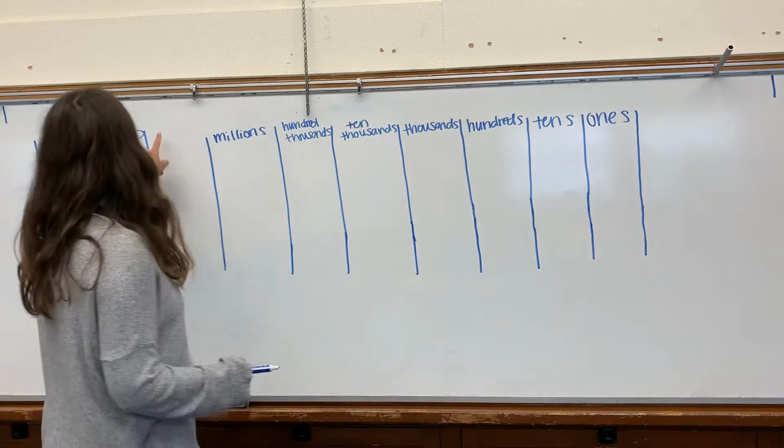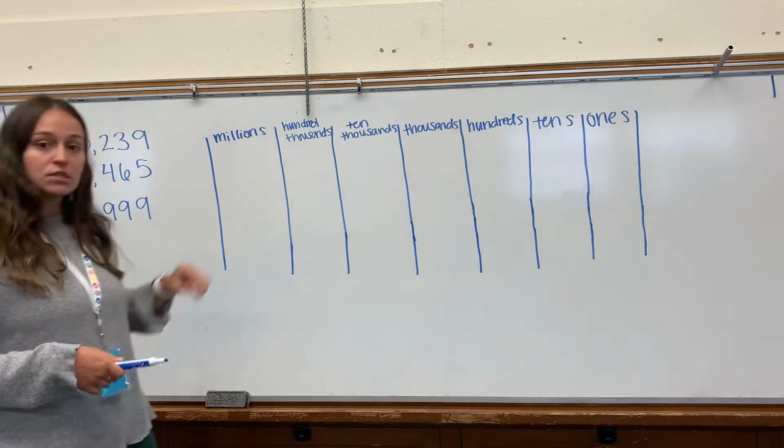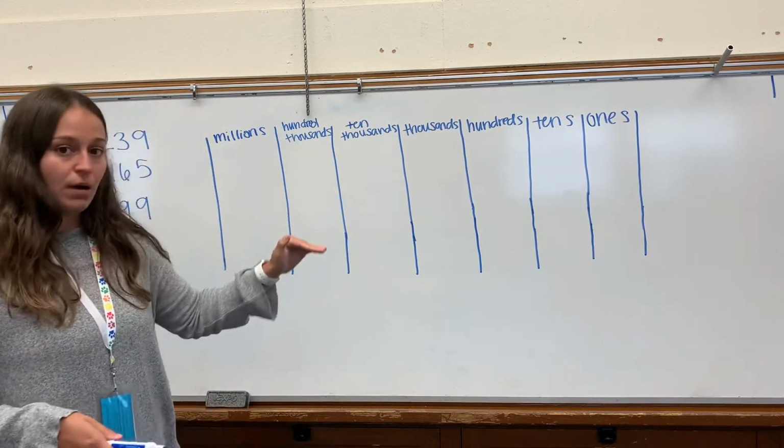So we're going to start with these three numbers here. So we have 1,760,239, 2,399,465, and 2,165,999. So the first thing I want to do is put these numbers in my place value chart so it's easy to line them up, okay?